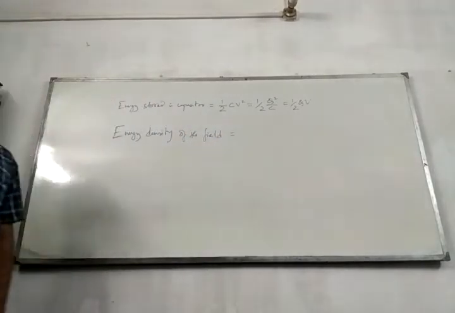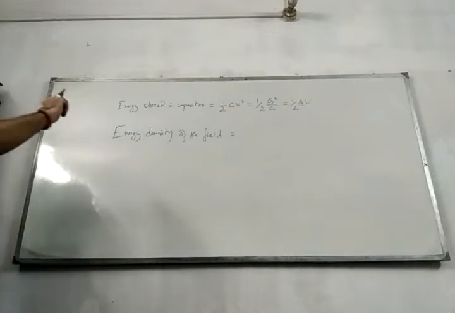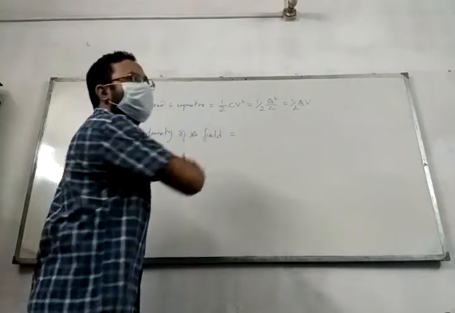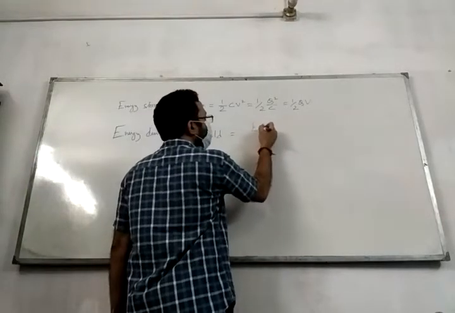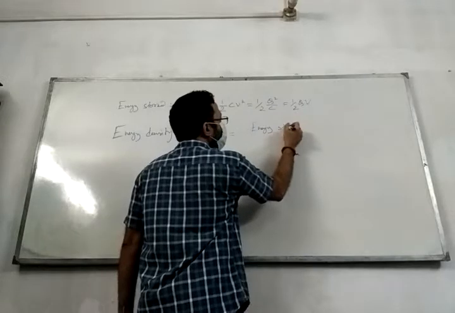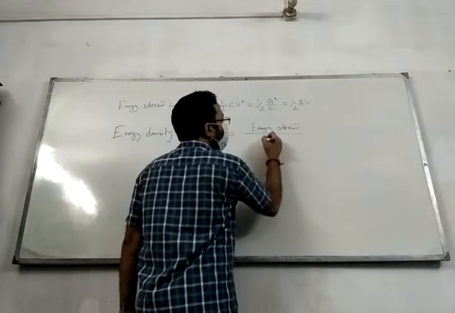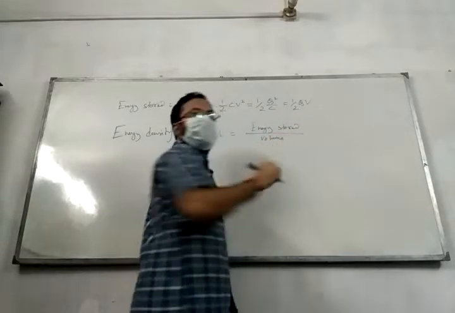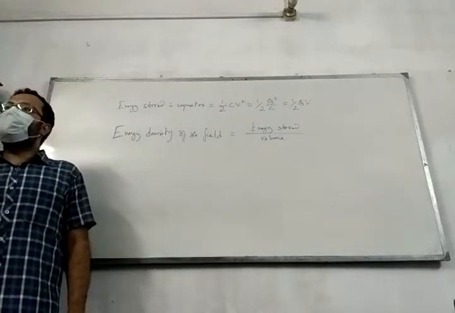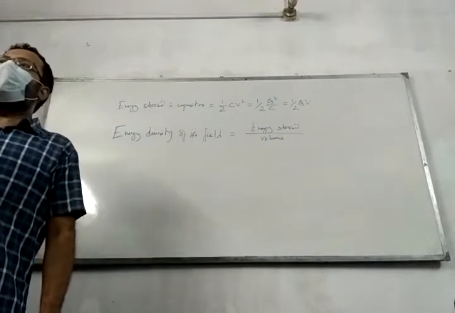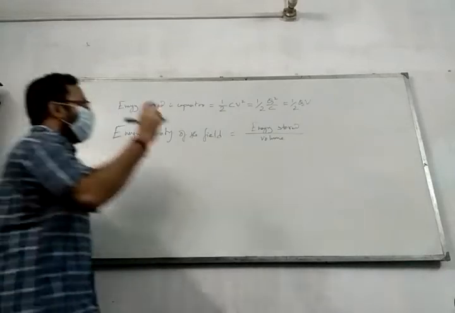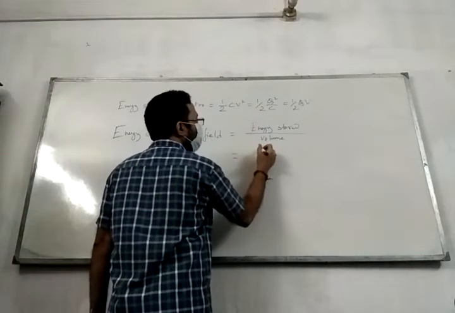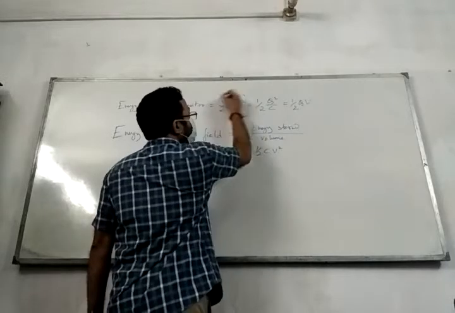So wherever there is an electric field, there will be some amount of energy density related to it. So we can find that out with the help of the energy stored in a capacitor. So how do you find out energy density? Energy density means energy stored divided by volume. You know, density is mass by volume, so energy density will be energy divided by volume. So for a parallel plate capacitor, the energy stored is given by half CV square. We have done this last class, right?